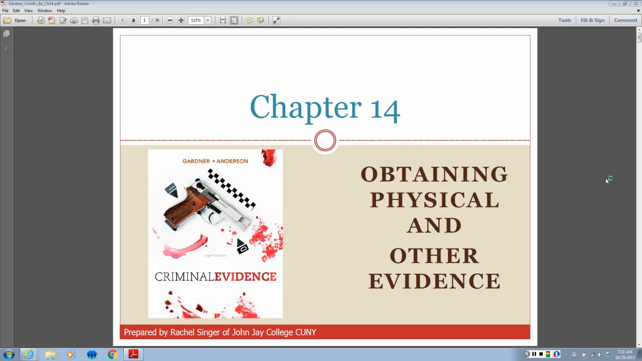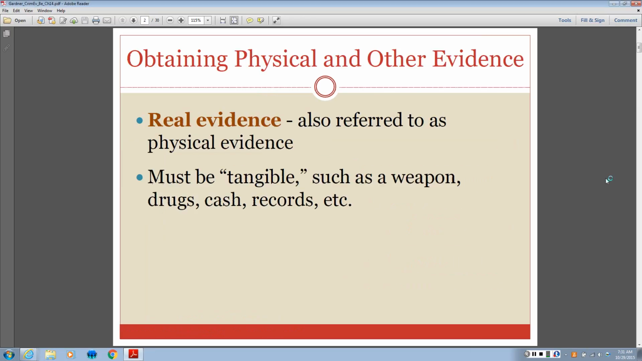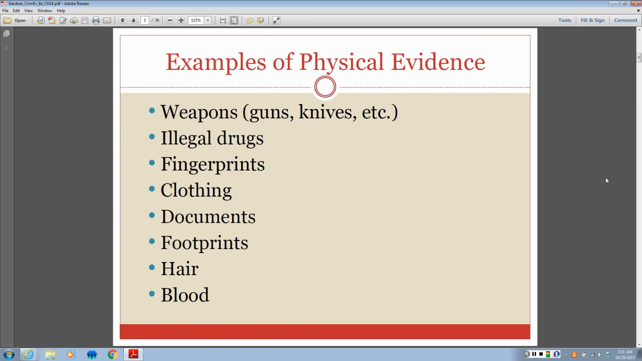Now, you can read in this chapter what the definition of evidence is and what are some of the examples of evidence. I don't really see any need to go over that. I mean, we cover that in almost every criminal justice class, along with a couple of these other things that we're going to be talking about.